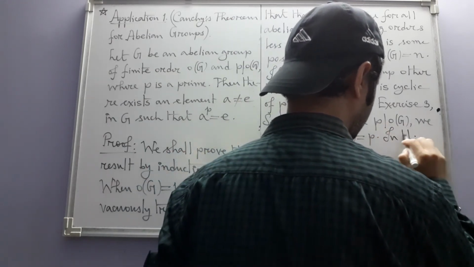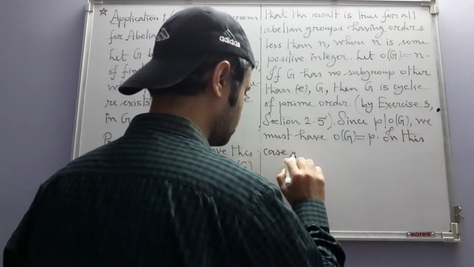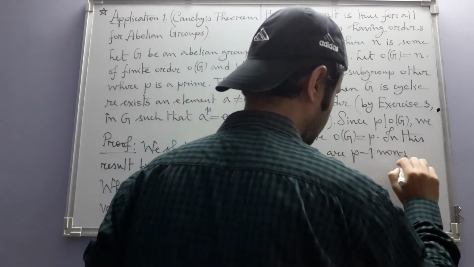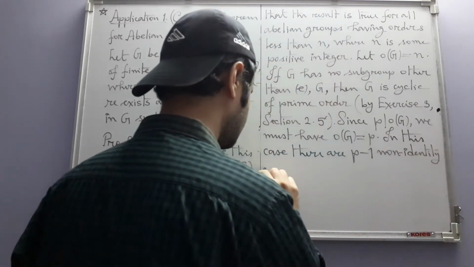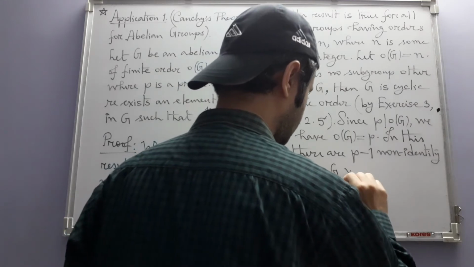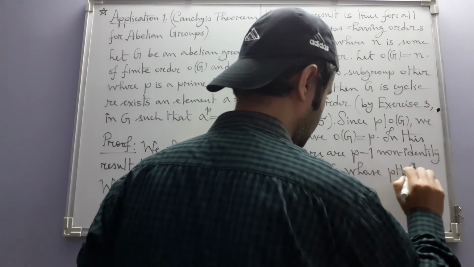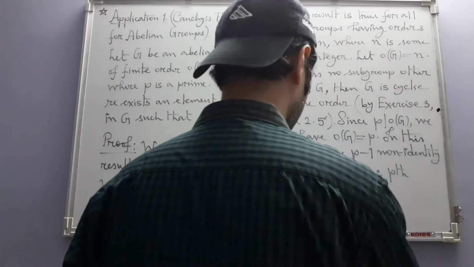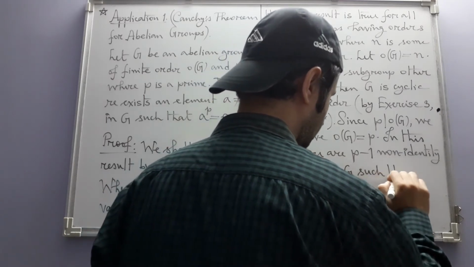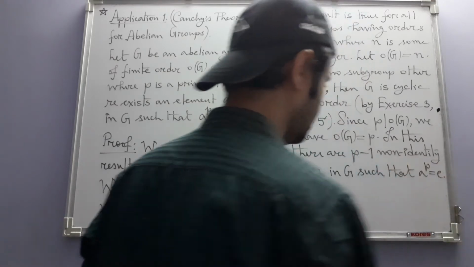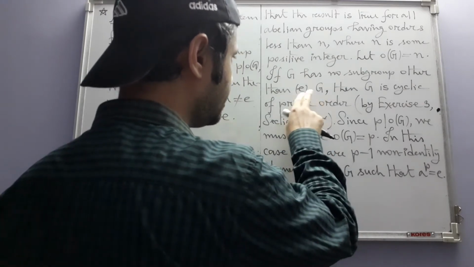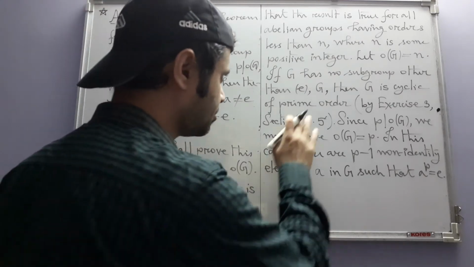In this case there are P minus 1 non-identity elements in G, elements A in G such that A to the power P is equal to E. We need only one, but we have got P minus 1 in this particular case. So this is when G has no subgroup other than these two. So now next we have to assume that there is in fact a subgroup.